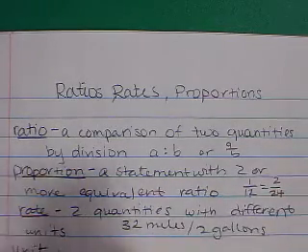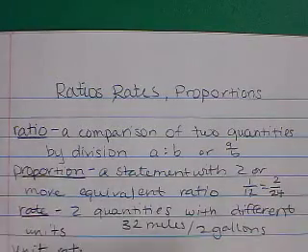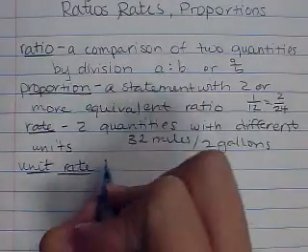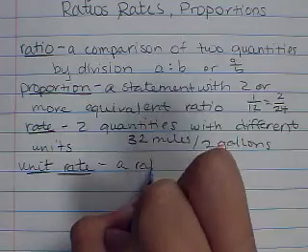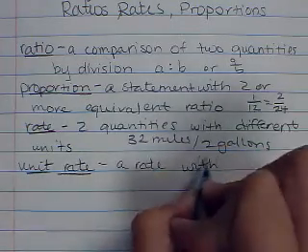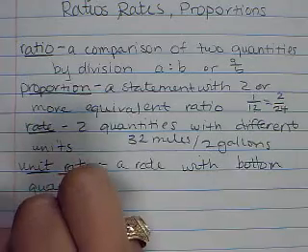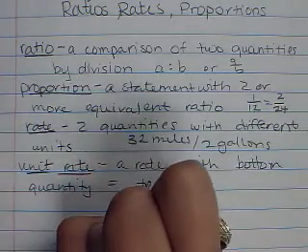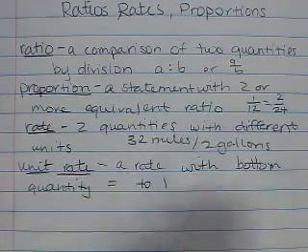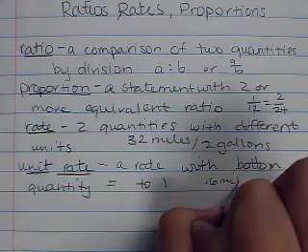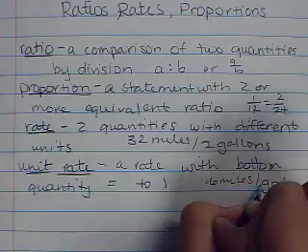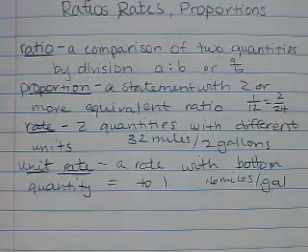The last word is the unit rate. And a unit rate is a rate with bottom quantity 1, such as 16 miles per gallon. Notice I don't put the 1 there, and that's because it's understood to be 1 for a unit rate.